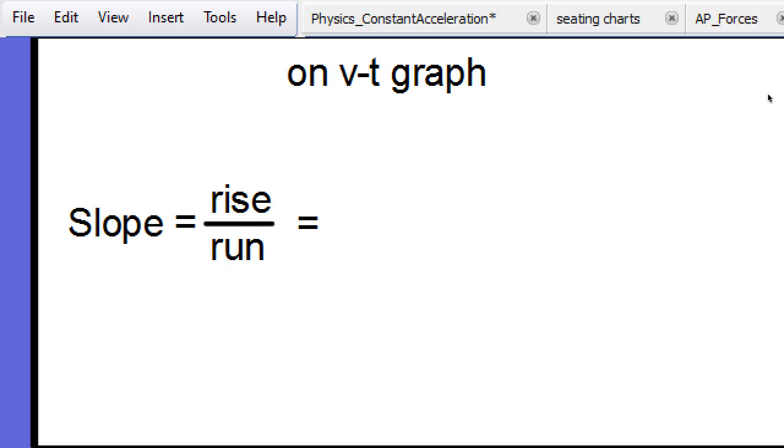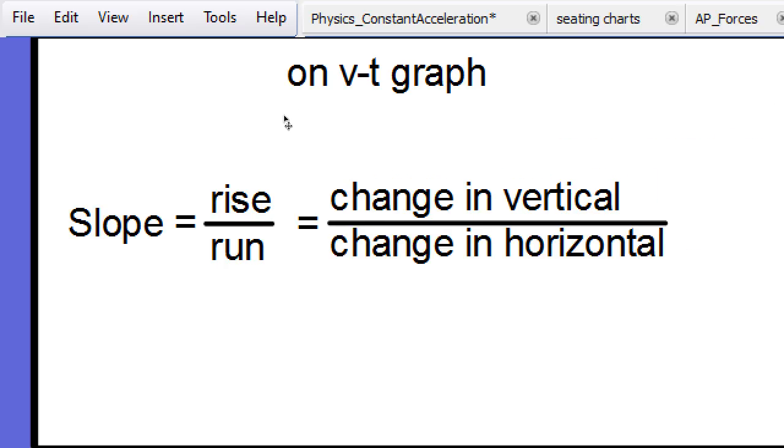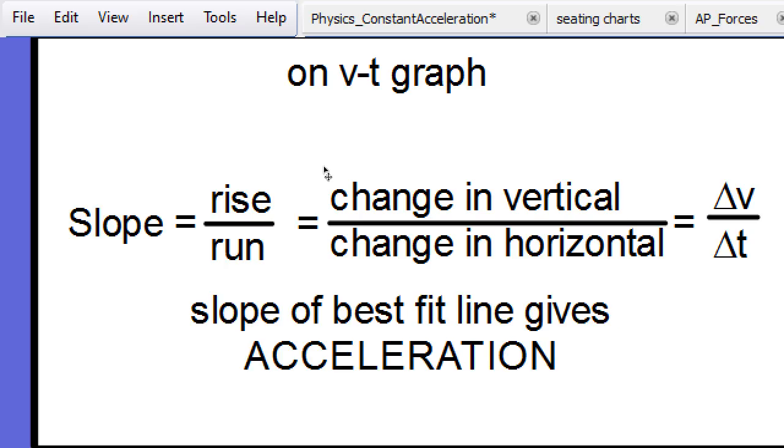And the same thing is true for a velocity time graph. Slope is change in vertical over change in horizontal. But vertical is now v. Horizontal is still t. So now you have slope equals delta v over delta t. On a velocity graph, your best fit line slope gives you the acceleration.